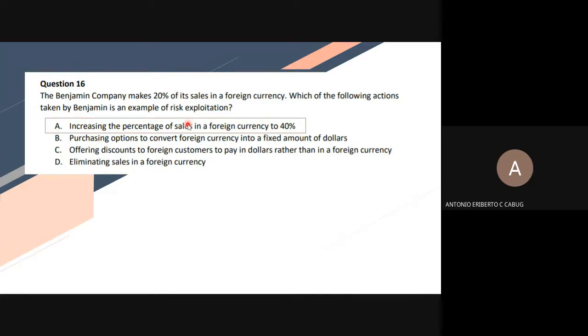Okay? Biglang tumaas yung currency value nung outside, no? Yung foreign currency value tumaas. E di, tiba-tiba ka, no? Yung sales mo dun sa foreign currency na yon, pag kinonvert sa local, tumaas lalo. So that's an example of risk exploitation. You increase your risk to gain more.